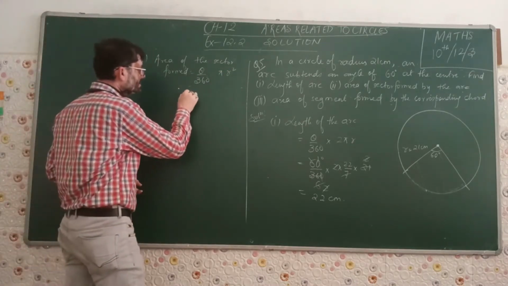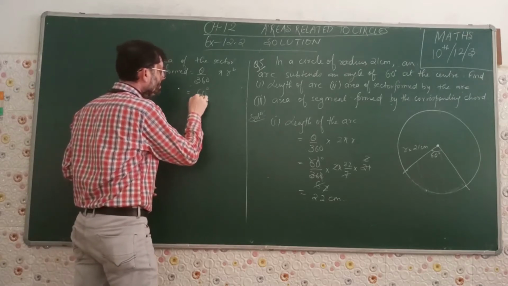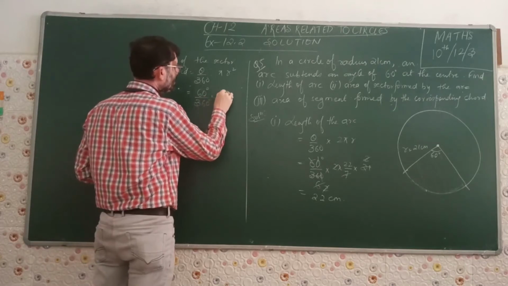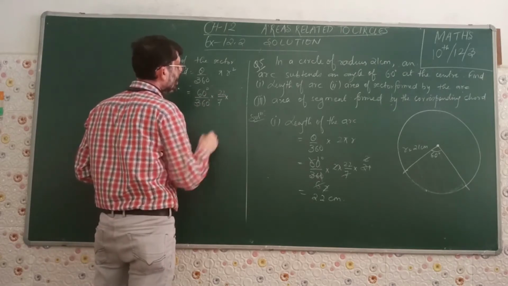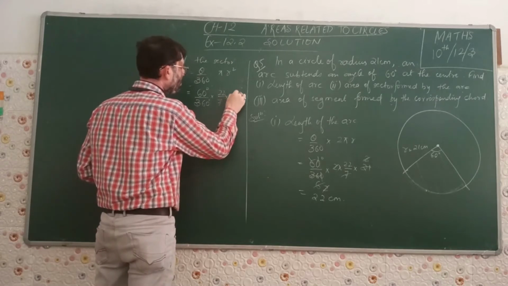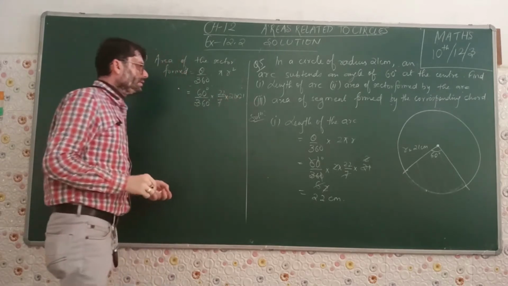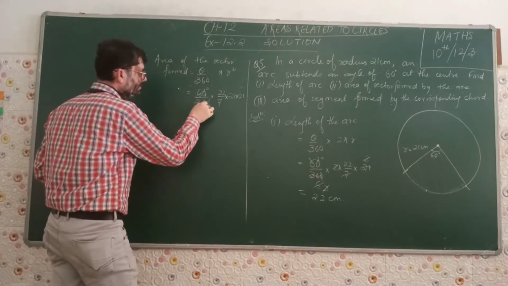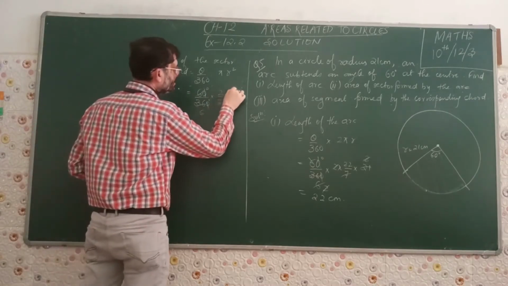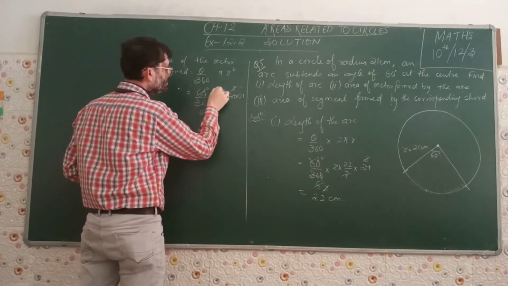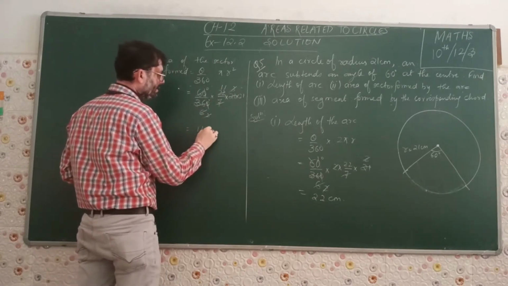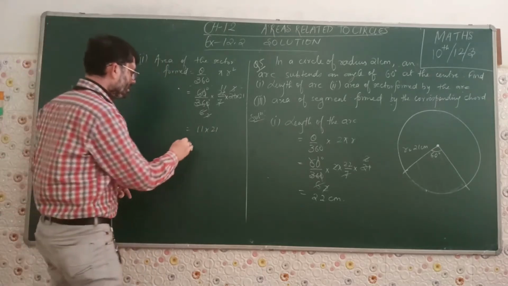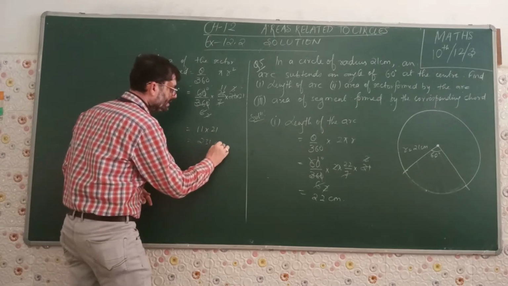So theta is 60 degrees upon 360 degrees into pi r square, the value of pi 22 by 7, and the radius is 21, so this is 21 into 21. Simplify, we get the answer to the area of the sector. 6, 7, 3s are 3, 2s are 2, 11. So this is 11 into 21, and nothing is left in the denominator. This is 231 centimeter square.